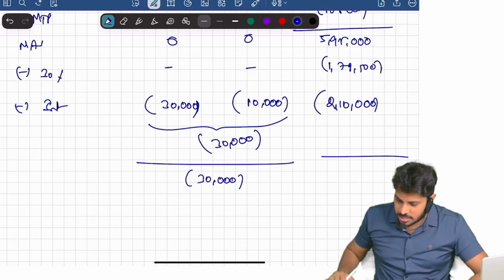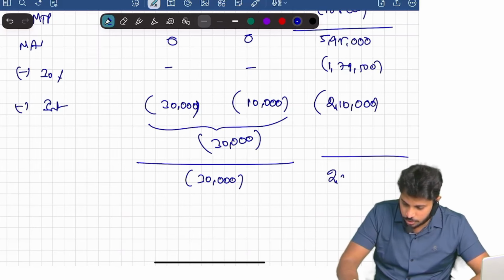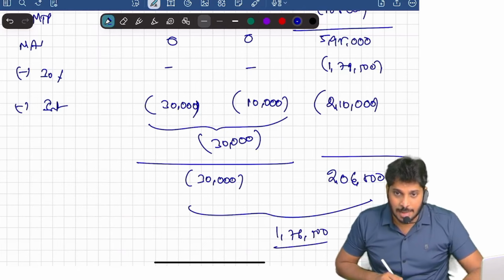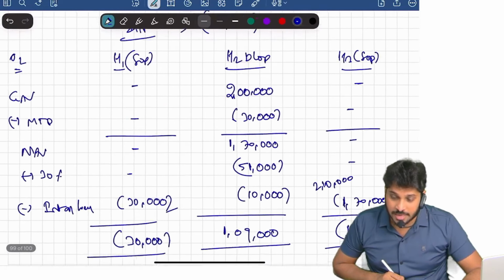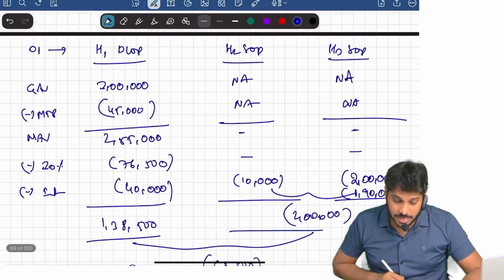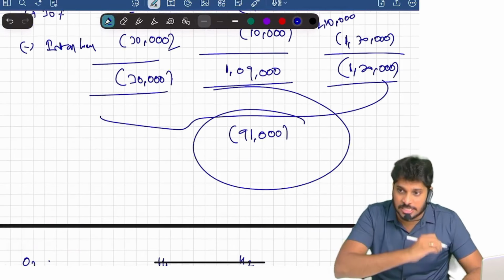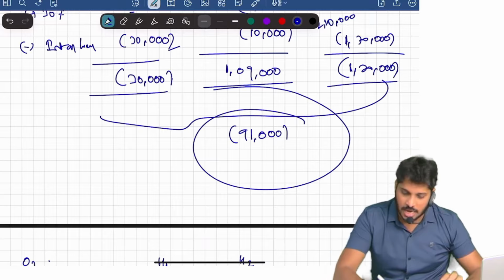Anyhow, second option will be the best option for us, to best of my knowledge. Okay, 2,06,500, 1,76,500. If I go with this option, I'm getting a positive income. If I go with house number 2 as DLOP, I'm getting negative 91. If I go house 1 as DLOP, negative 61, because here the income is lowest. Income is lowest in option number 2, where house 2 is DLOP. Answer.